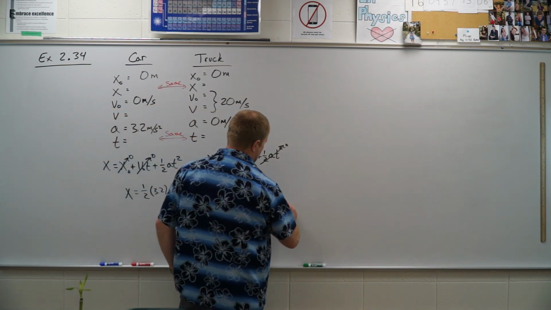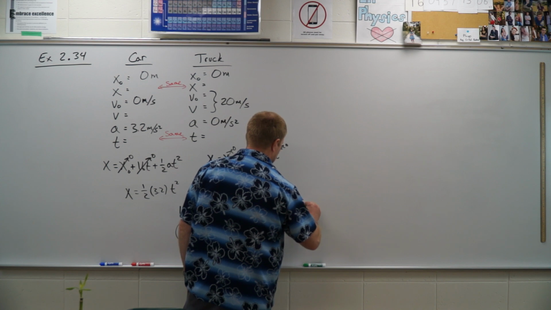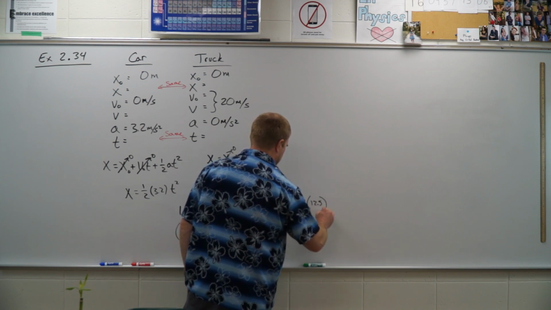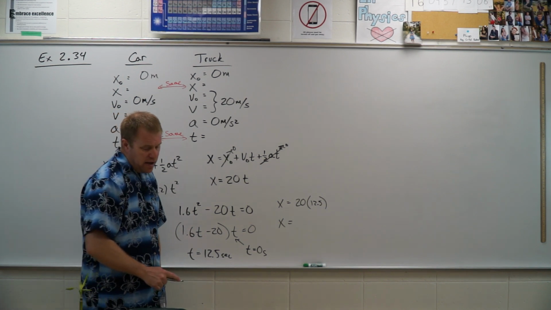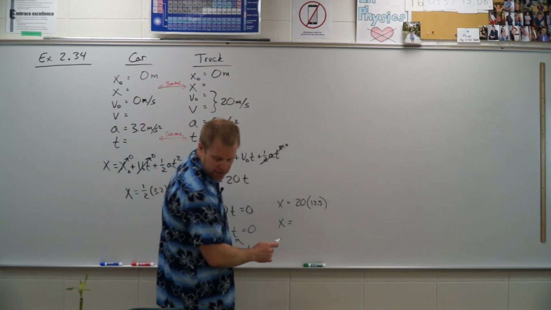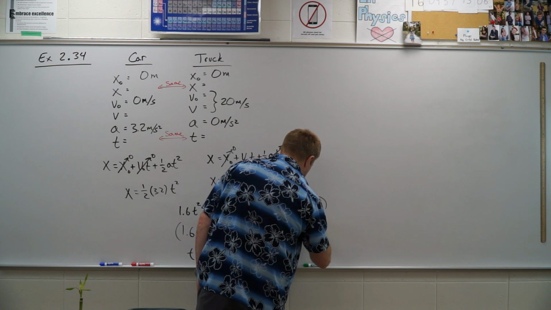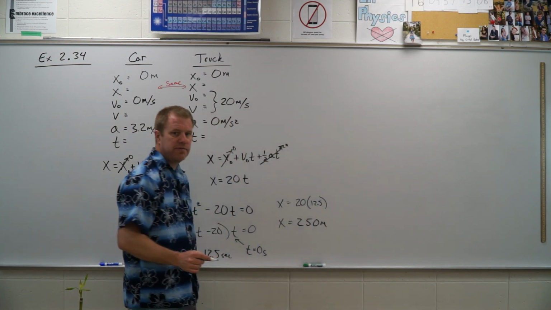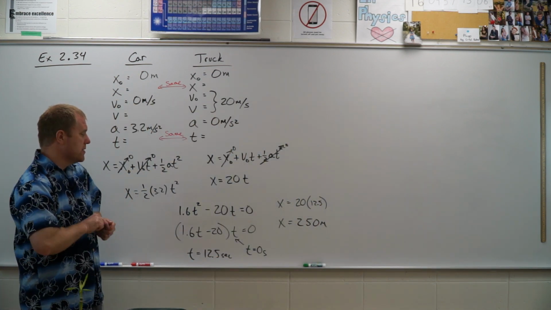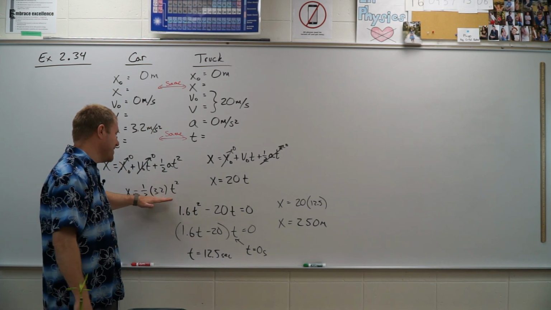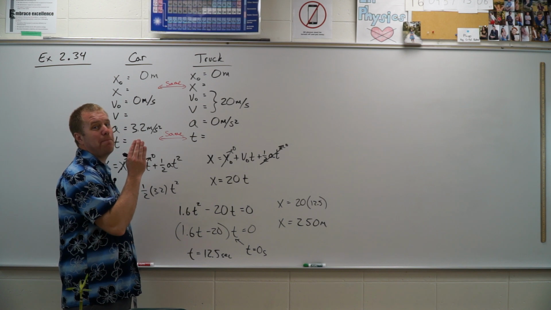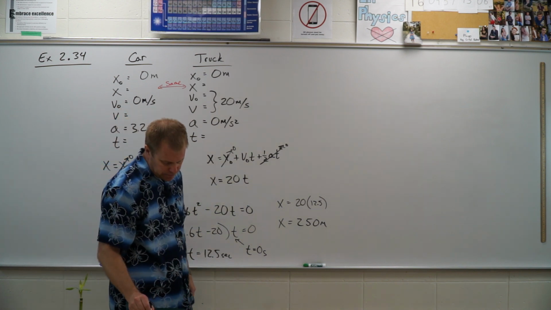So if I do x evaluated from 20 times 12.5, I end up with the position that they're at when it overtakes of being 250 meters. My handwriting's a little messy there, so hopefully it's 250. 250 meters is the location that that car now catches up to. Now that car is still accelerating, so they are going to go ahead and pass that truck.